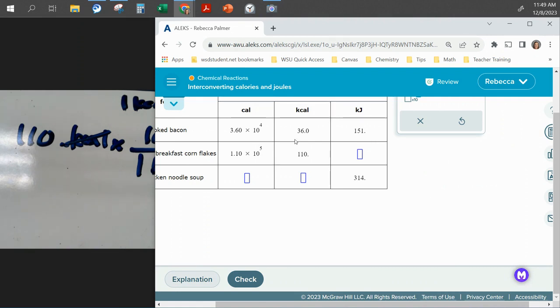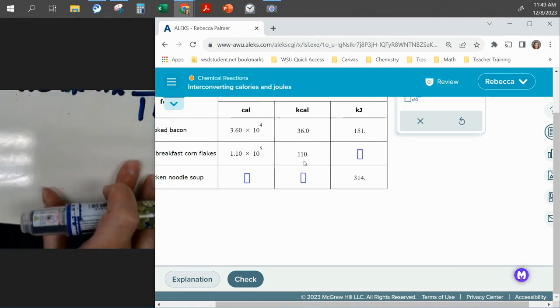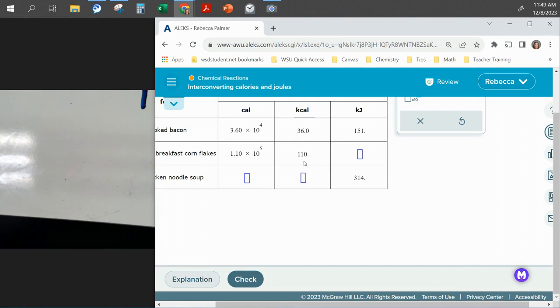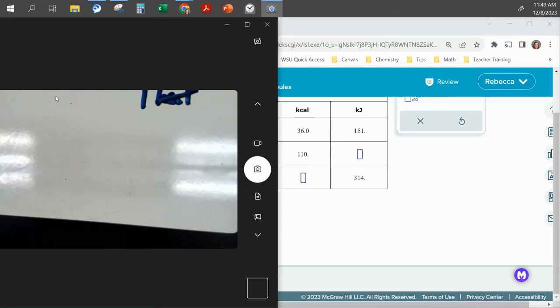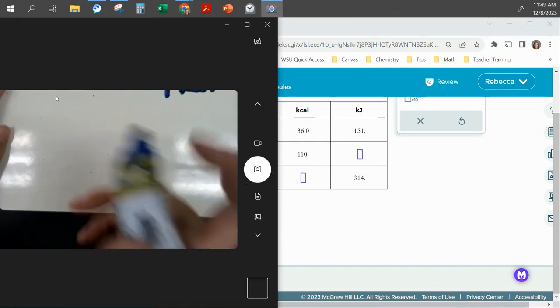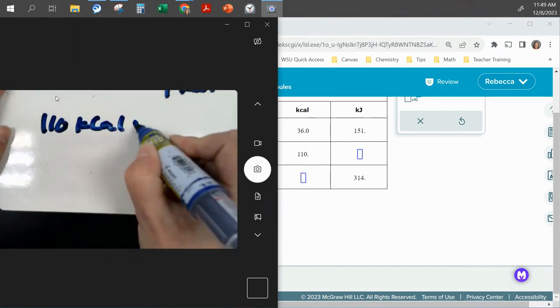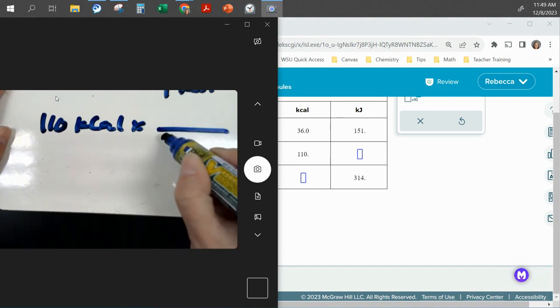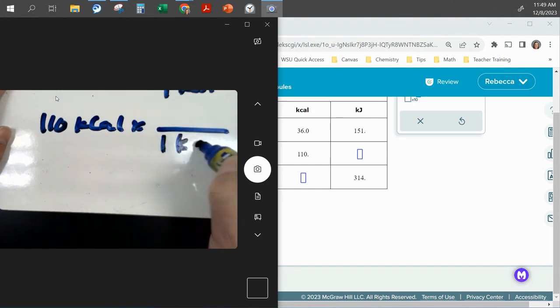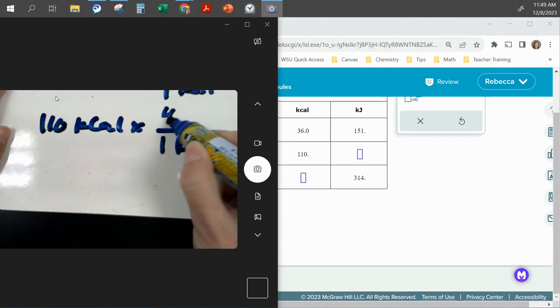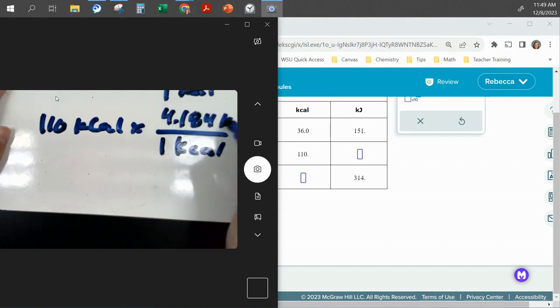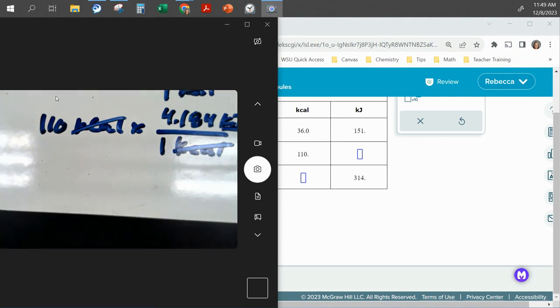Okay, and then to get from kilocalories to kilojoules, we need to multiply by our conversion factor. If we have 110 kilocalories, we need to get that to kilojoules. Well, 1 kilocalorie is 4.184 kilojoules. Kilocalories cancels out, we'll end up with what we want, kilojoules, and that will be our answer.